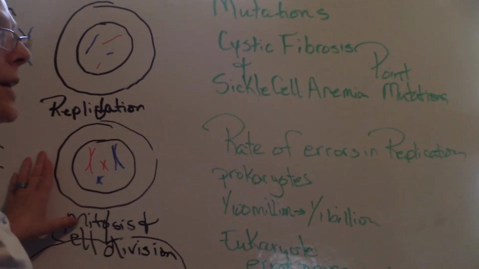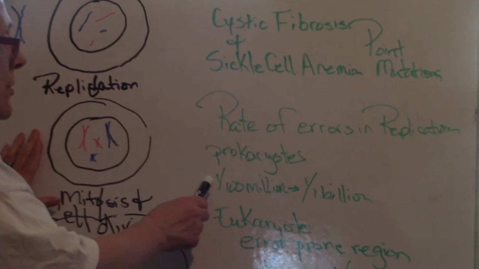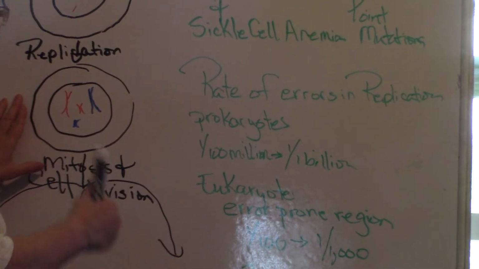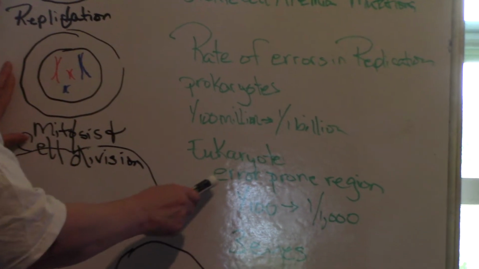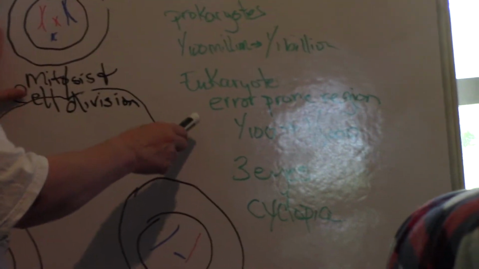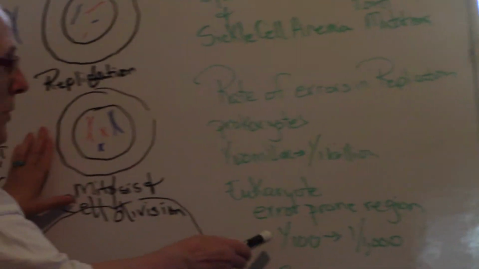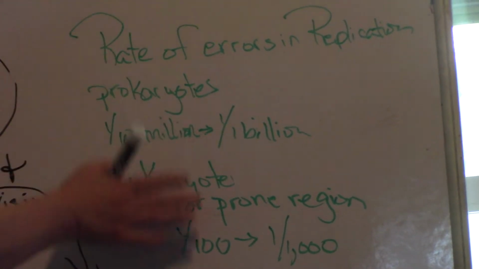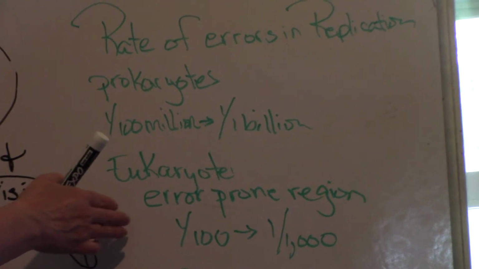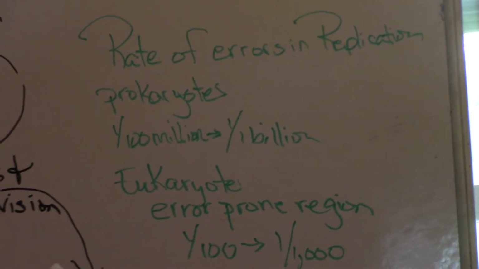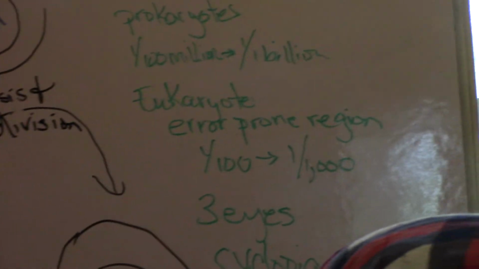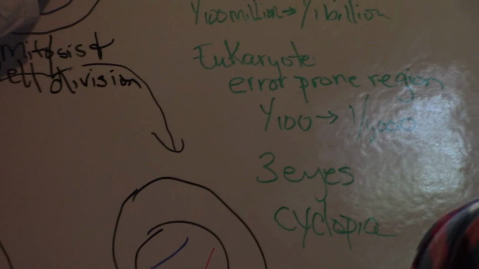Someone asked about the rates of errors in replication. Don't worry about these numbers, but in prokaryotes overall, 1 in 100 million to 1 in 1 billion. You can look this up if you want to know more about it. And there's a certain error-prone region in eukaryotes on one of the pieces of chromatin associated with a chromosome, where it's 1 in 100 to 1 in 1,000. So now, a lot of times DNA repair will occur. You don't always get a persistent mutation because it's fixed. But yes, errors do occur. These spontaneous errors occur.